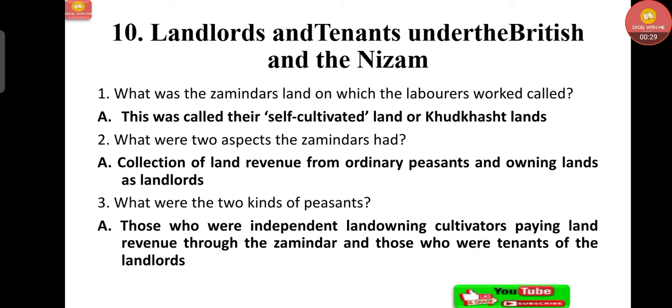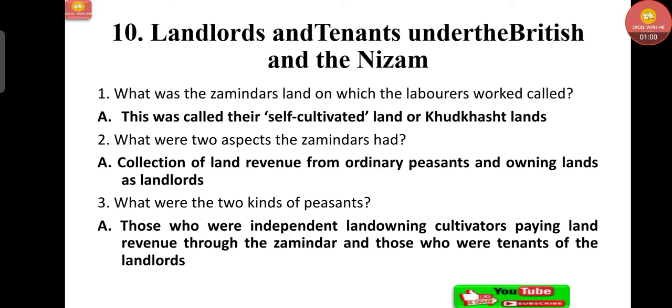First, 10th chapter, Landlords and Tenants under British and the Nizam. What was the zamindars' land on which the labourers worked called? This was called their self-cultivated land or khud kasht lands. What were two aspects the zamindars had? That is the collection of land revenue from ordinary peasants and owning lands as landlords.